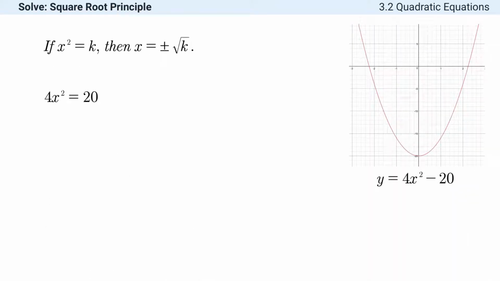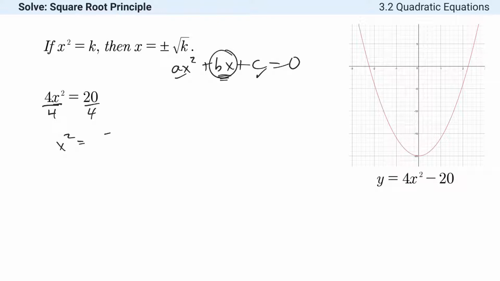Another way you can solve some quadratic equations is by using the square root principle. Notice in this equation here, typically I have ax squared plus bx plus c equals 0. In this case, I have an x squared term and I have a constant term, but I don't have the middle term. If I don't have that middle term, then it's fairly easy to just do the square root principle. So for this one here, I want to get that x squared by itself, so I'll divide both sides by 4. So I get x squared is equal to 5.